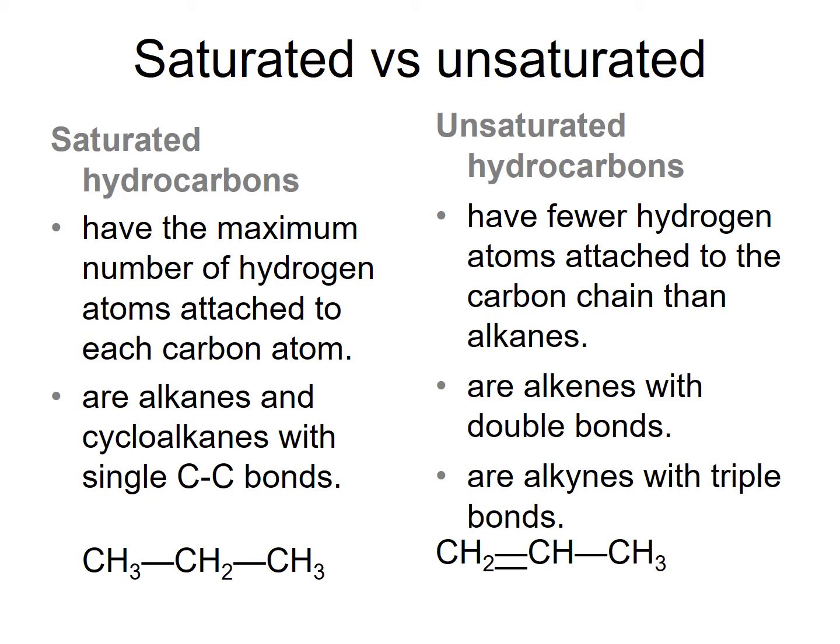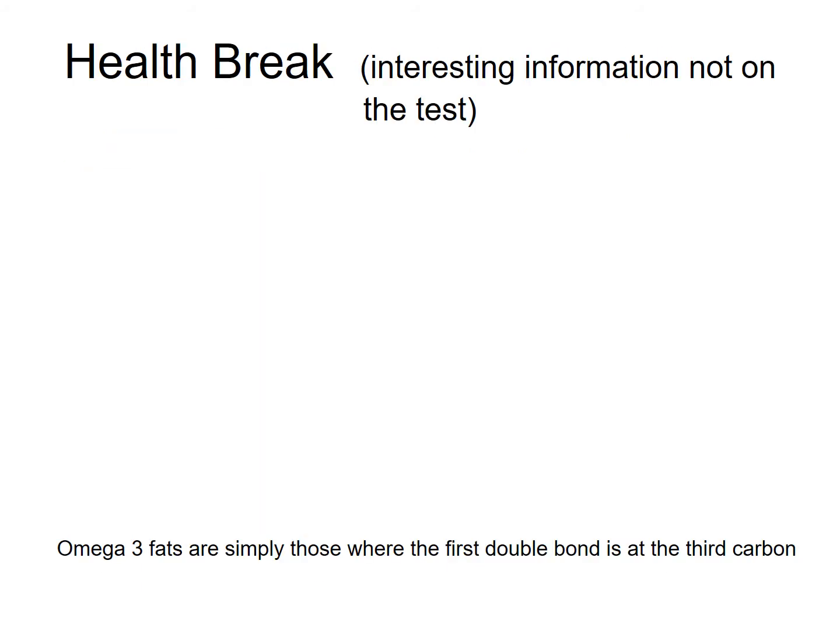So it's not saturated or full of hydrogen. So there are fewer hydrogens attached to the carbon chain than in alkanes. Alkenes have double bonds, alkynes have triple bonds. These are all unsaturated hydrocarbons. So when the bonds are all single, they're called saturated hydrocarbons. When you have double and triple bonds in the chain, they're called unsaturated.